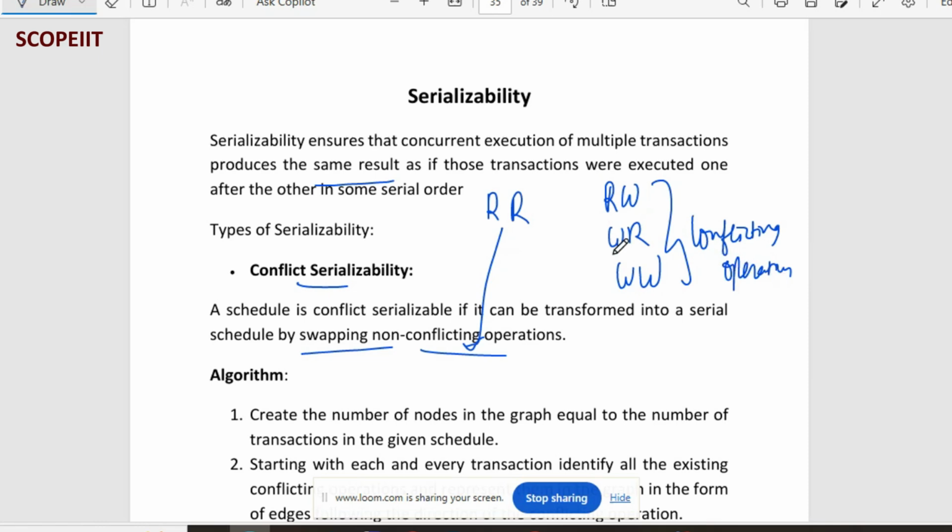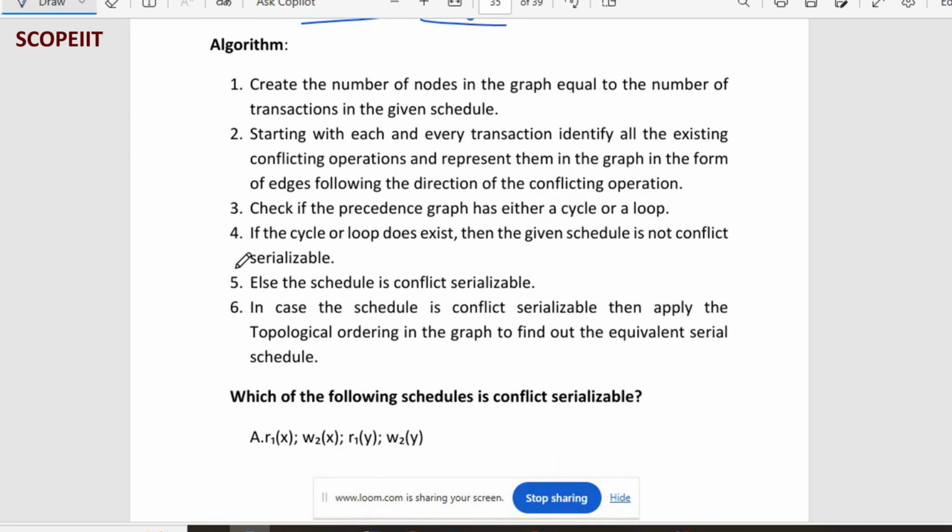Actually, this conflict serializability is very important for your exam, whether you are giving UGC NET, GATE, PGCET, or MTech. I think you can expect 99% that this question can come in the exam. It's very important. Okay. Next, the algorithm.